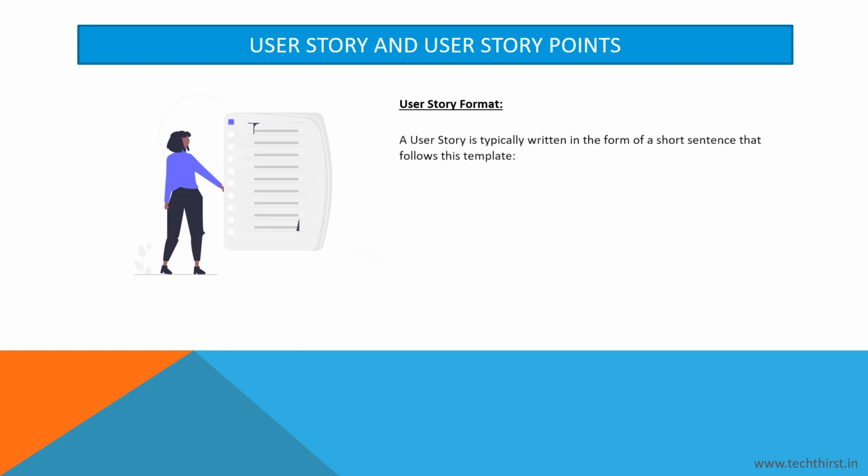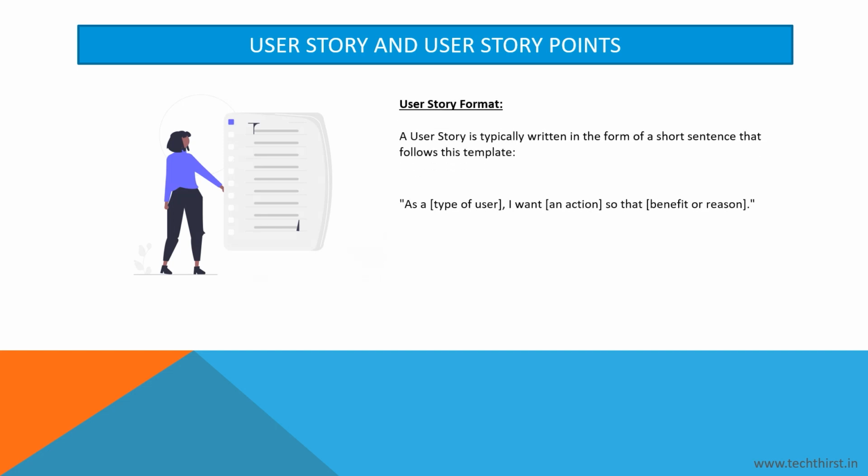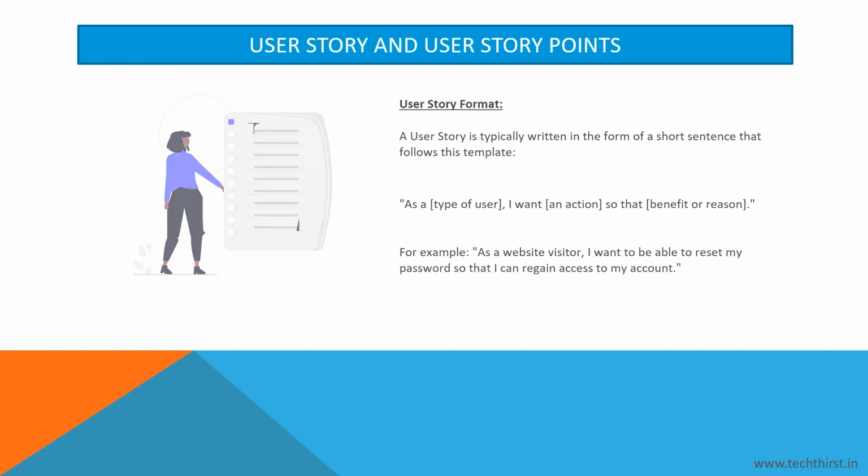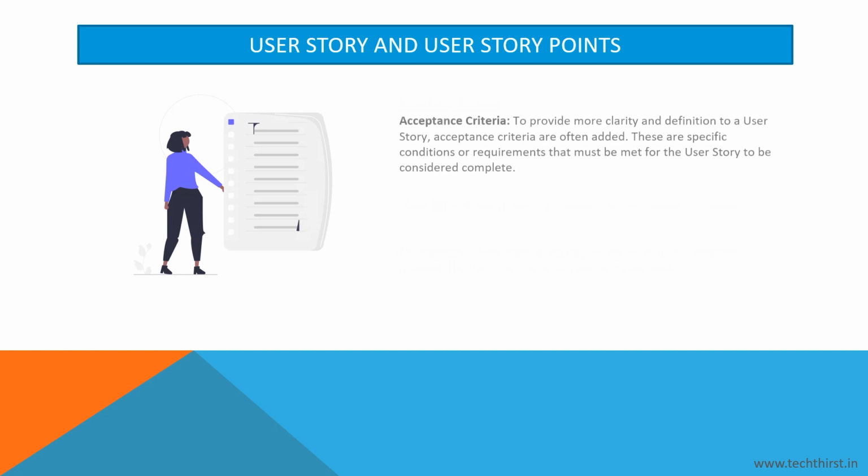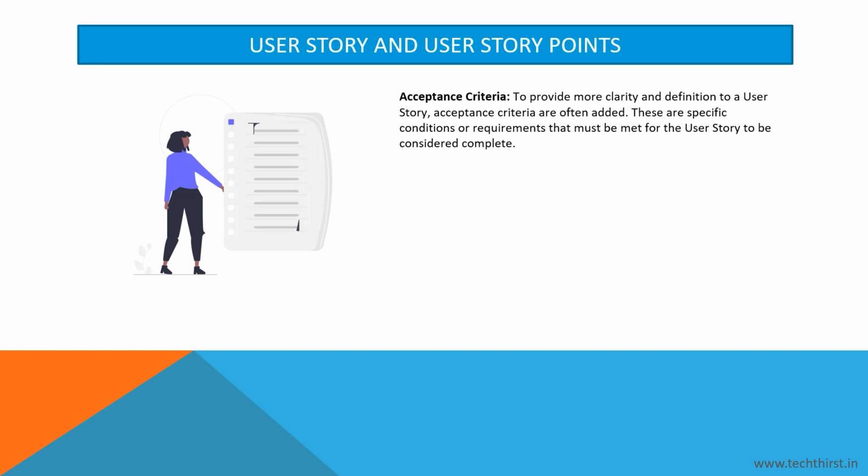User story format. The user story is typically written in the form of a short sentence that follows this template: As a type of user, I want an action so that benefit a reason. For example, as a website visitor, I want to be able to reset my password so that I can regain access to my account. Acceptance criteria. To provide more clarity and definition to a user story, acceptance criteria are often added. These are specific conditions or requirements that must be met for the user story to be considered complete.